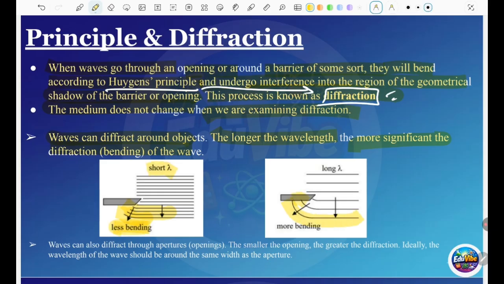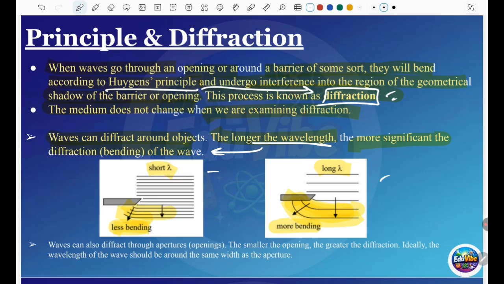And you are seeing there is more bending. There is very much more bending. So this means this is a longer wavelength. So the wavelength is directly related to how much the wave bends. If there is less bending, you get the shorter wavelength, and with more bending, you get the longer wavelength.